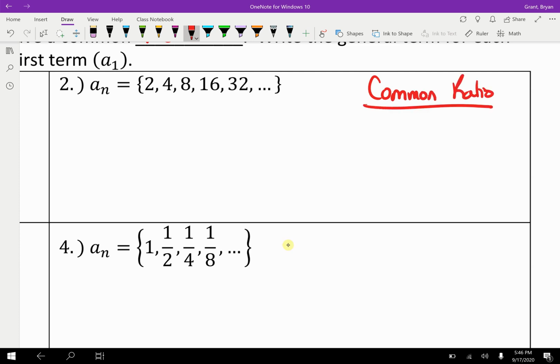With our common ratio, we just picked 2 of them. 32 divided by 16, that's 2. Of course, we probably could have seen that just by realizing we have to multiply by 2 every time.